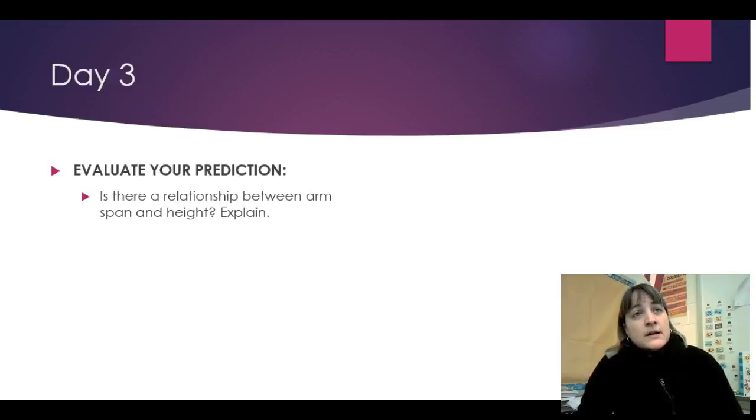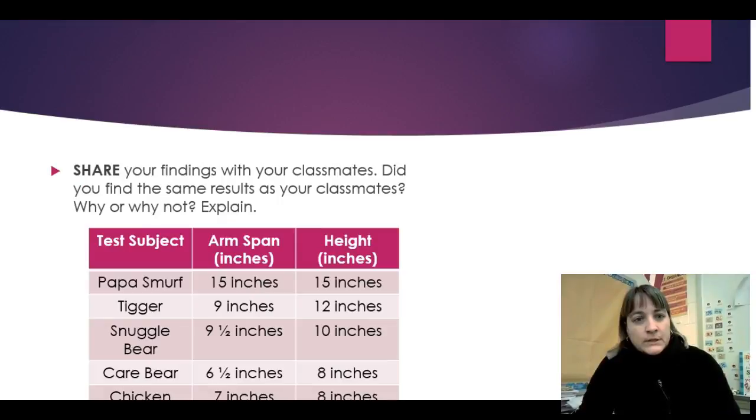On day 3, students needed to look at all of their data, look at their graphs, and decide if there is a relationship between the arm span and height. In other words, they needed to evaluate the prediction that they made on day 1. They need to look at their explanations for their predictions from day 1 and compare it now to their final explanation and how they're evaluating their prediction. Were they right or were they wrong? What worked well, what didn't, in terms of following their prediction, making it true, or not making it true.